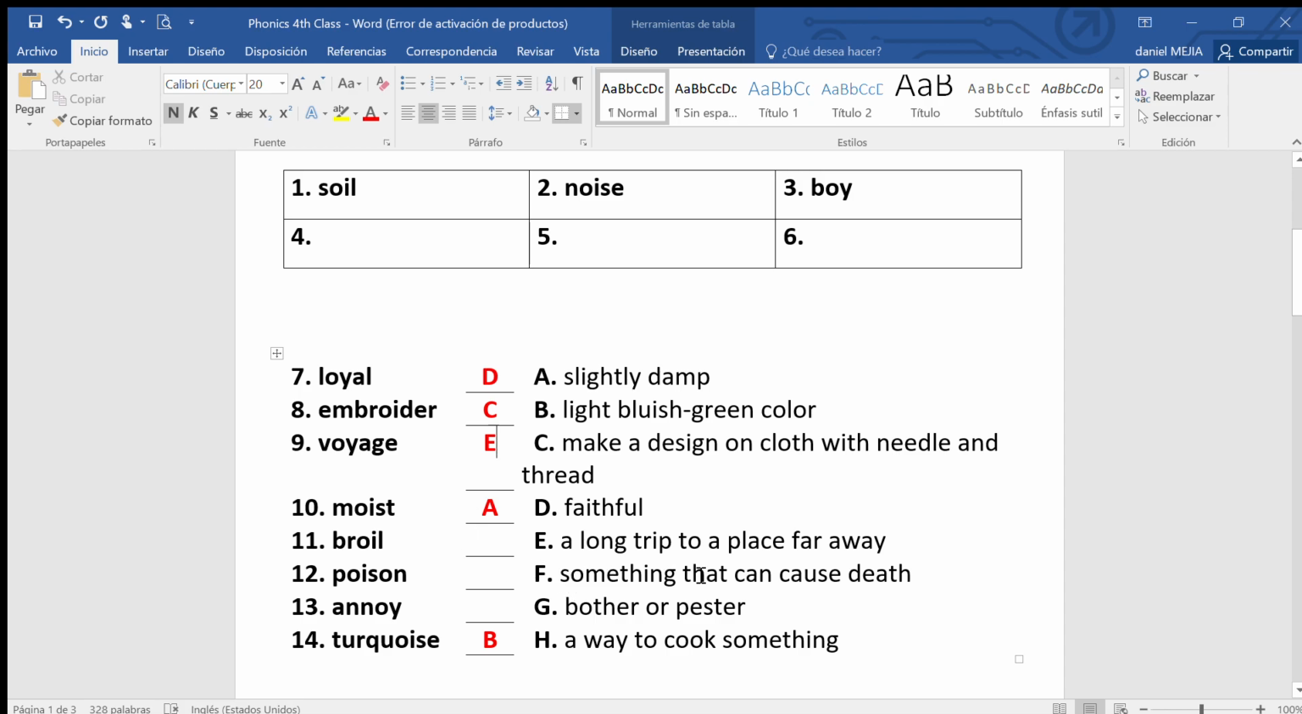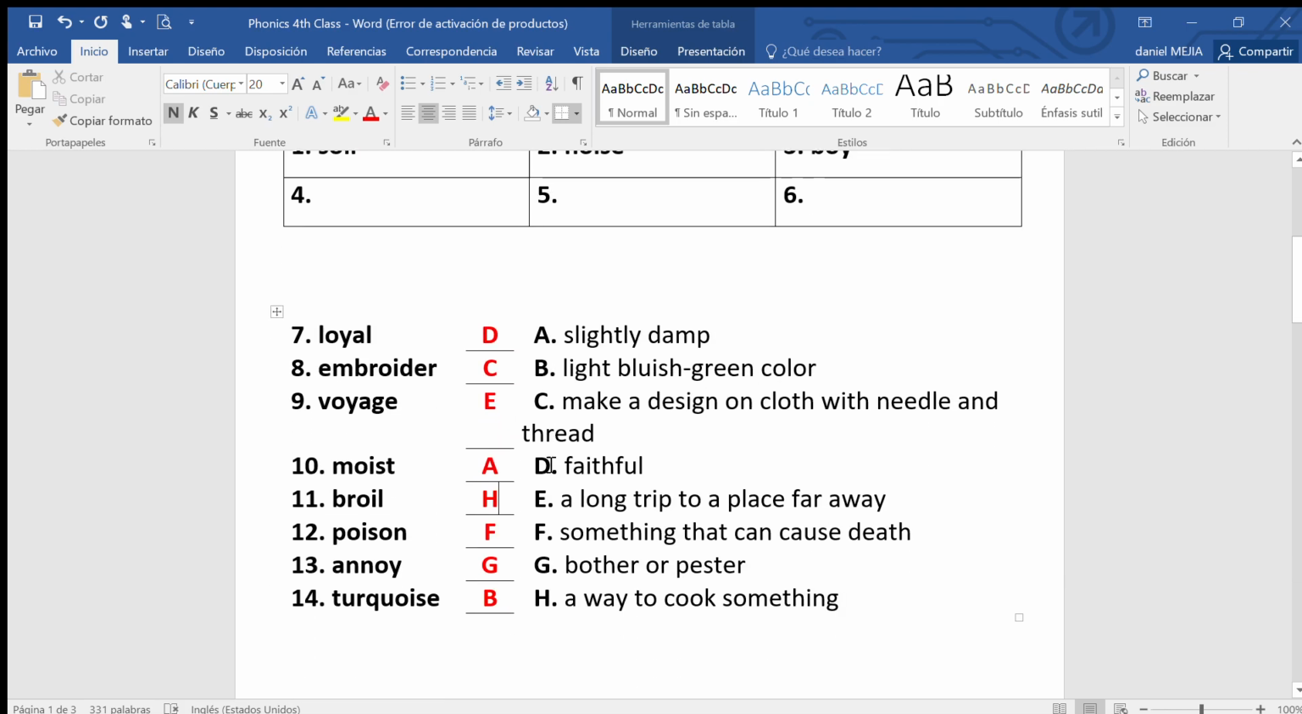Letter F. Something that can cause death. Do you think broil, poison, or annoy, which one could cause a death? Yes, the poison, right? Letter G. Bother or pester. Broil or annoy? Yes, it will be annoy. When something bothers you, for example, if the sound bothers you, sometimes it annoys you. And the last one we have, letter H. It's the last one left, so it will be letter H.